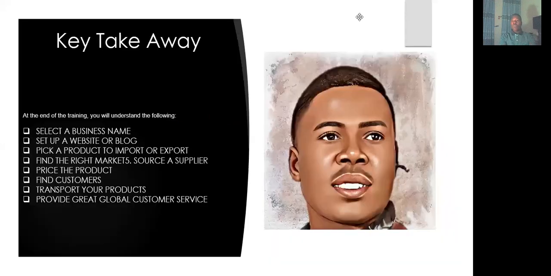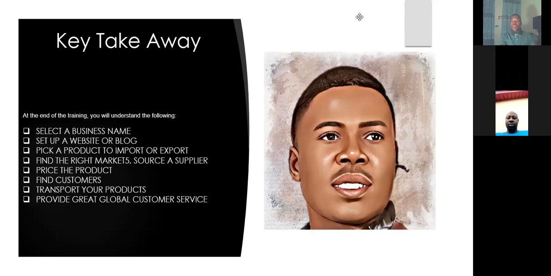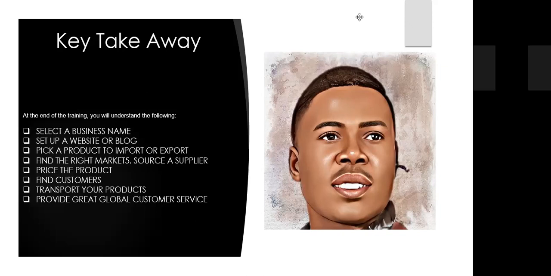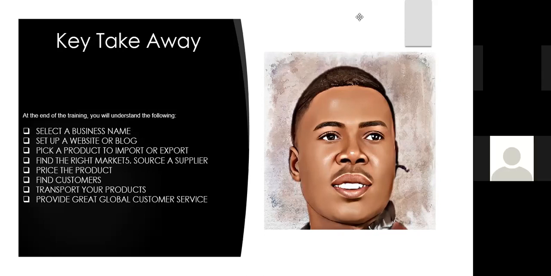Most of you already know my name, but today I'm going to introduce myself again. I'm also going to show you the key takeaways for today, because at the end of the training, you will be able to understand how to do an export business. The key takeaways are setting up your export business, which means selecting your business name, setting up your website, picking a product niche, and finding the right market for your product. Once you find the right market, the next thing is to find customers that need this product. Then you transport the product and also provide a good global service.